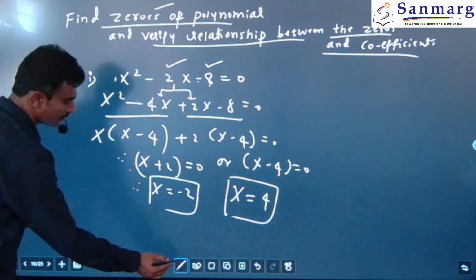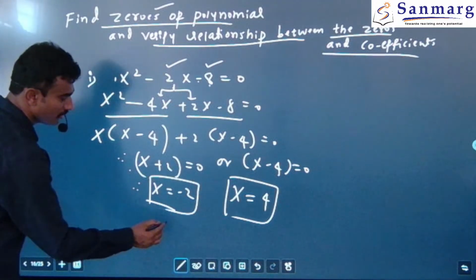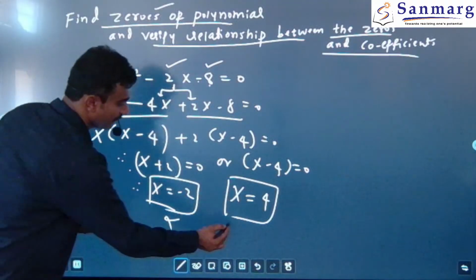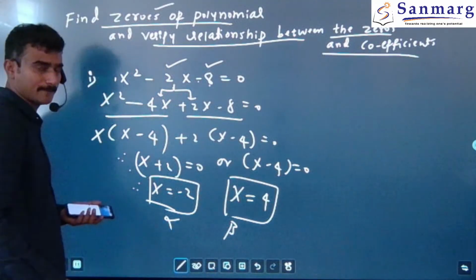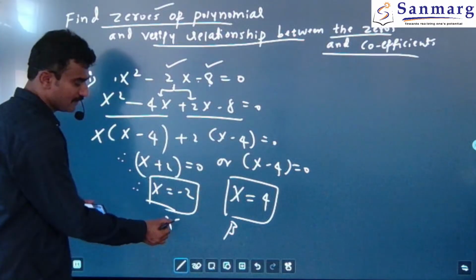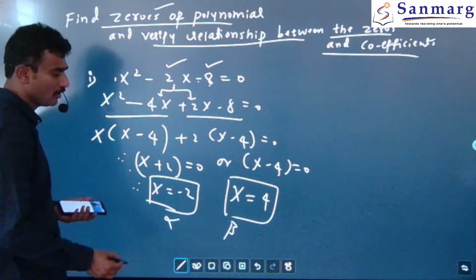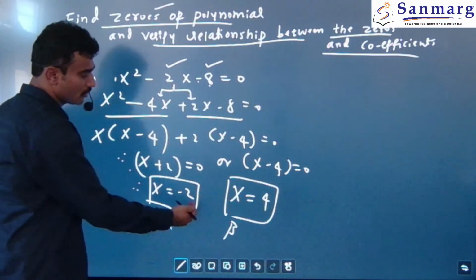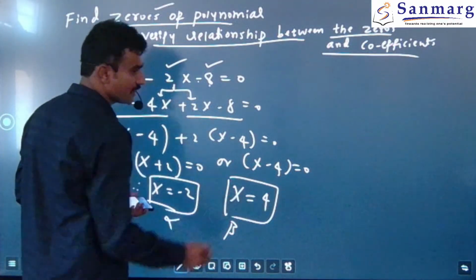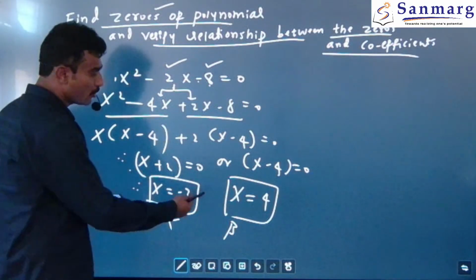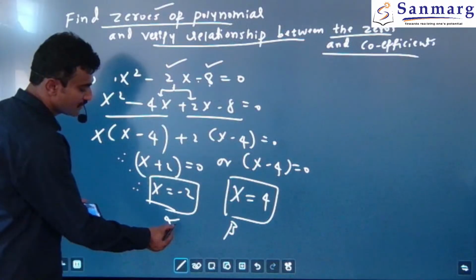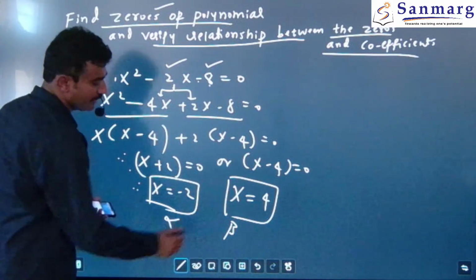So we got two zeros, or we can also say that we got two roots, alpha and beta, which we represent for the roots. Alpha is one root, beta is one root. Or we can say that we have got two zeros, x equal to minus 2 as one zero, x equal to 4 as another zero. Or we can say that we have got two roots of this equation, minus 2 and 4, which we represent using the symbols alpha and beta.